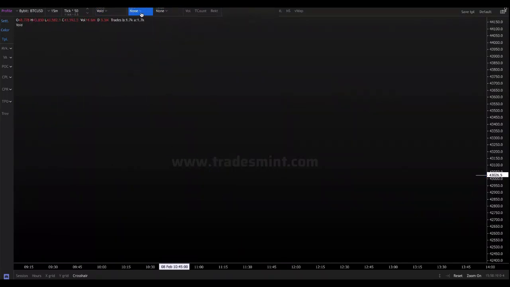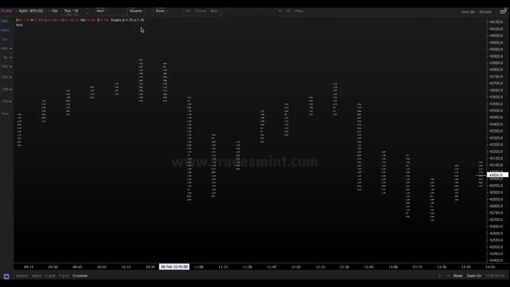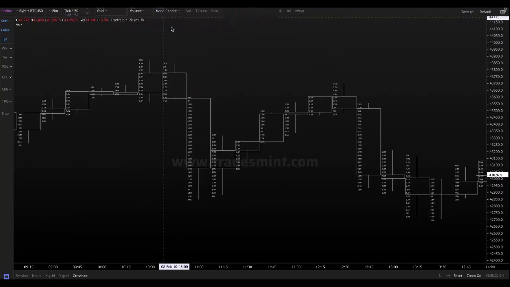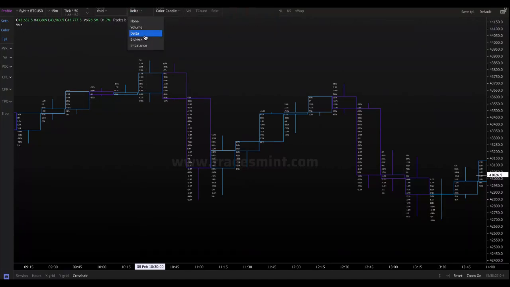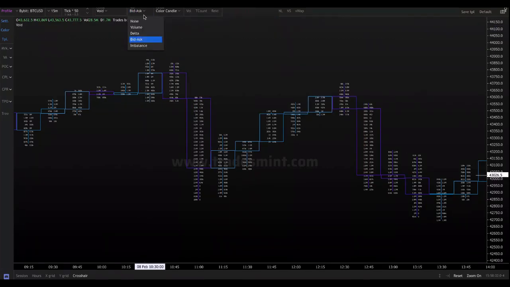Okay. Now text. We are going to go over this in much more detail in the next session, but you have three here. You have volume, and let me put on some candles so that we can see what's going on here. I'll actually do the color candle since I like that the best. We have volume, we have delta, we have bid ask, and we have imbalance.